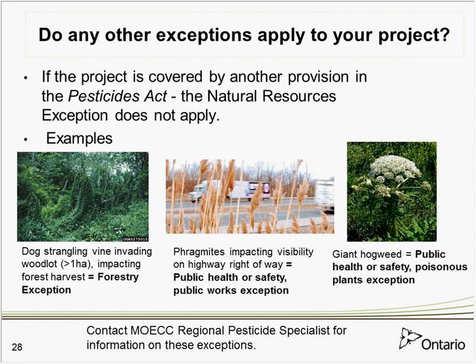An example would be if Phragmites is impacting visibility on the highway right-of-way, that would fall under the public health or safety, public works exception. And hogweed is a public health or safety issue, so it would fall under the poisonous plant exception. So it's important to consider whether or not other exceptions apply to your project before you consider requesting a letter of opinion for the natural resources exception. If you think any of these other exceptions apply, you should contact the MOECC Regional Pesticide Specialist for information about these exceptions. That would be folks like Scott Olin.